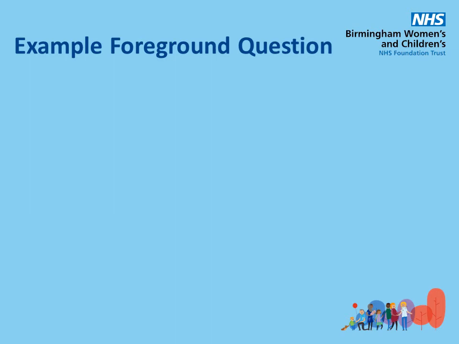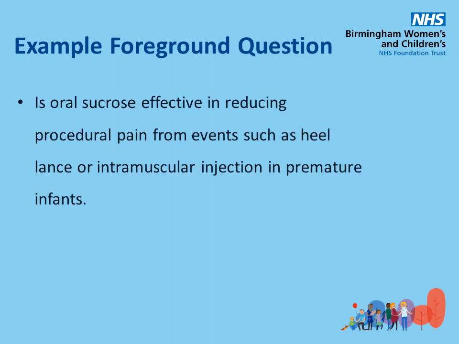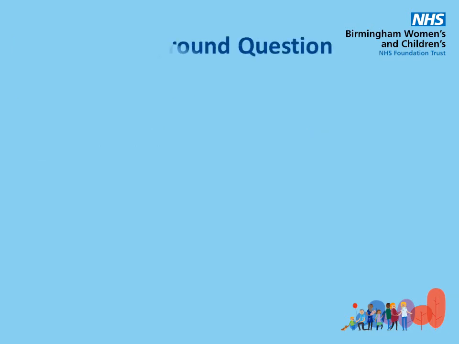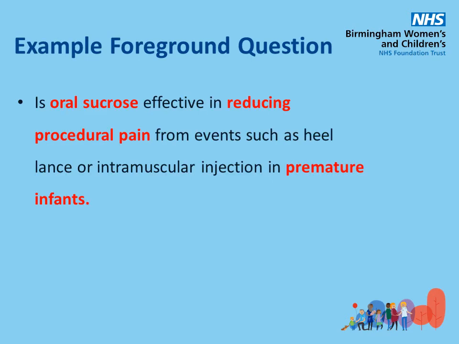So, an example foreground question could be, is oral sucrose effective in reducing procedural pain from events such as heel lance or intramuscular injection in premature infants? And we can see that the question contains a population, premature infants, an intervention, oral sucrose, and an outcome, reducing procedural pain.